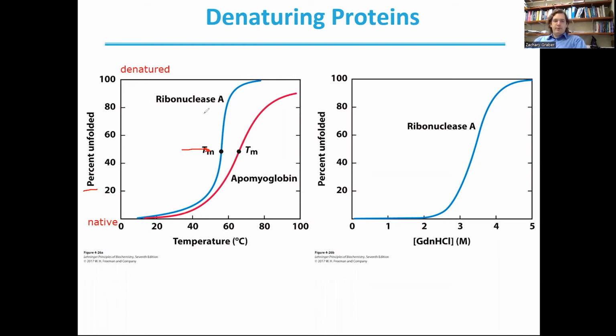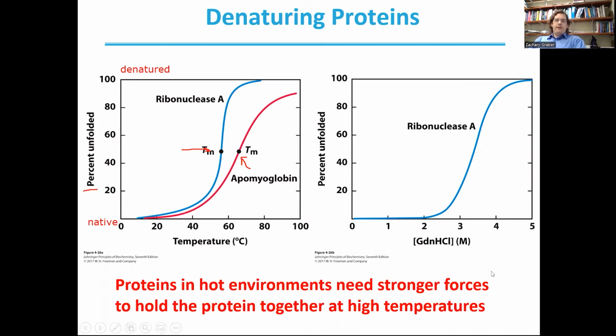So notice we have ribonuclease over here on the left with the melting point around 50-some degrees, whereas this apomyoglobin has a higher melting point above 60 degrees. This is something that we commonly see, right? Some proteins will be more able to resist those changes in temperature. Others will be a lot more vulnerable to temperature changes.